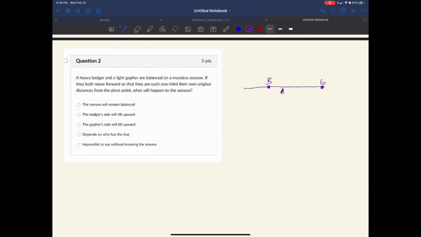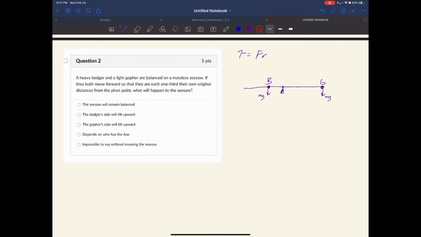G. I just want to point out that you know the badger is closer because of this idea that torque is equal to F times R. R is the distance away from the pivot point. If the badger has a heavier weight going down this way, which is mg, then if the badger has a higher F value, it better have a shorter R value if its torque is going to equal the gopher's torque.